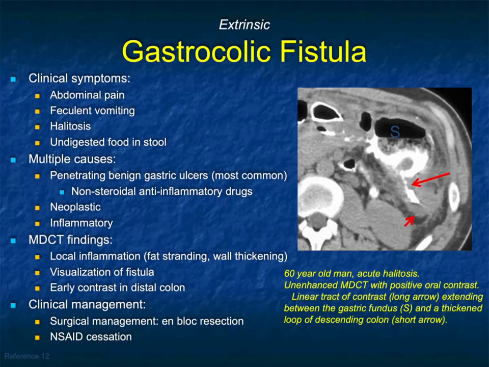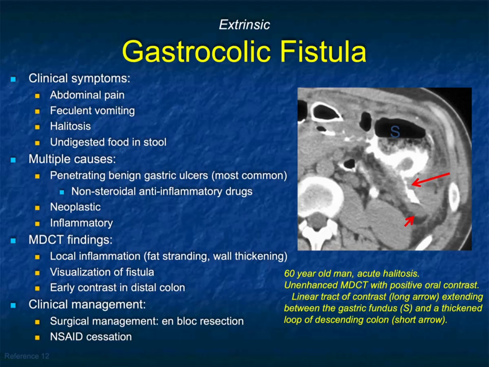Now, you can have fistulas for a number of different reasons. You can have tumor growing from stomach to colon. Tumor is a good example. You can have a perforating ulcer that extends to the colon, very rare. You can have a colon cancer which grows upward into the stomach, pretty uncommon as well.